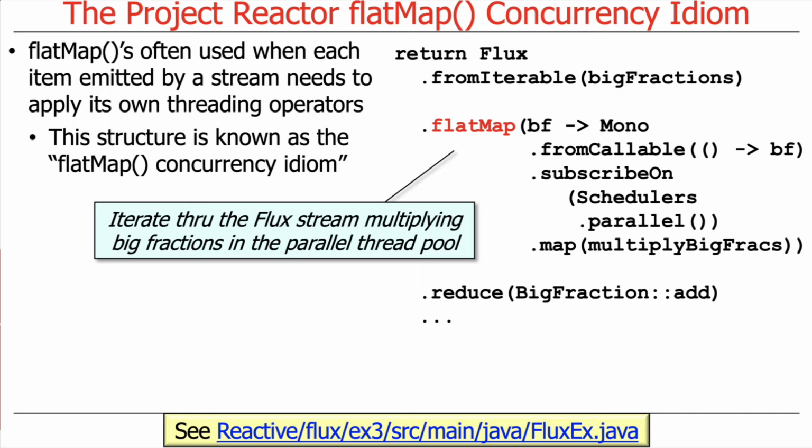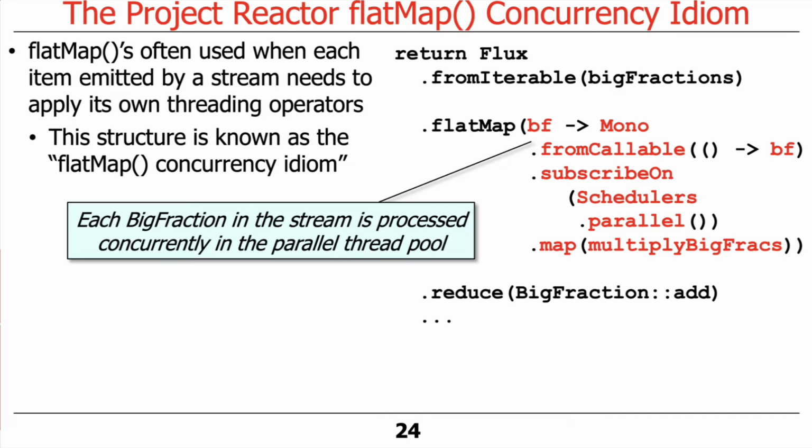Here's the way to think about what flatMap is going to do. For each big fraction BF in the stream that we're processing, go ahead and apply the various actions in this mono chain that you see off to the right. So for each big fraction BF, use fromCallable and subscribeOn to run each of these calls in a thread in the parallel thread pool, and map each of those big fractions BF to multiply by some big fraction constant. So for each of these, use threads in the parallel thread pool to do the multiplication in parallel.